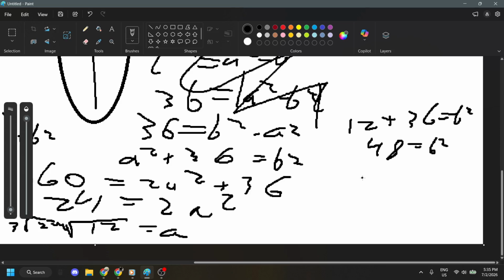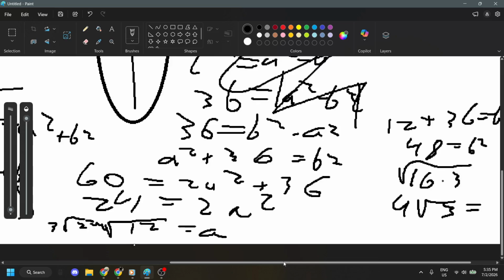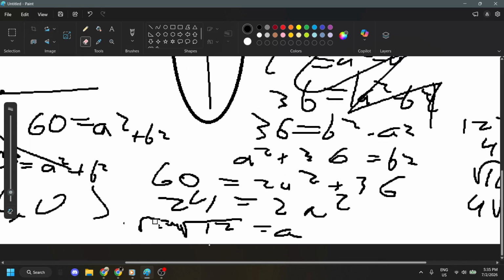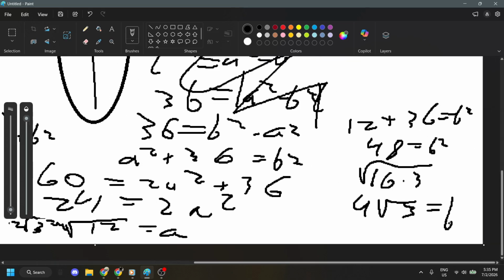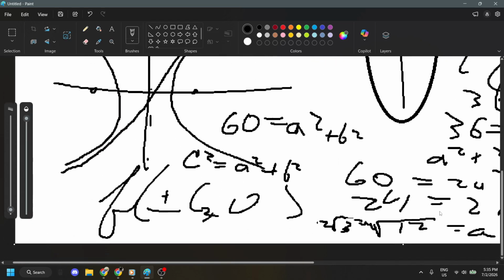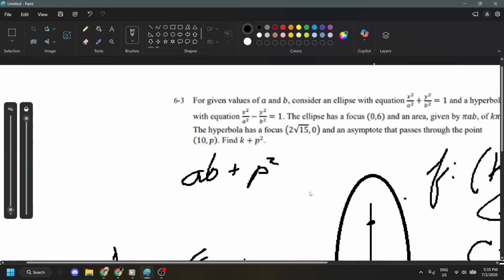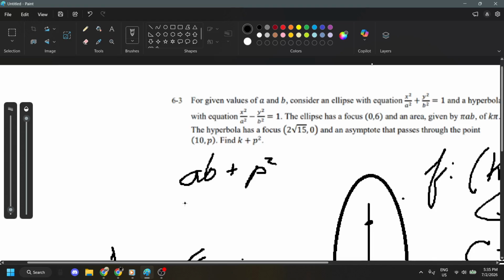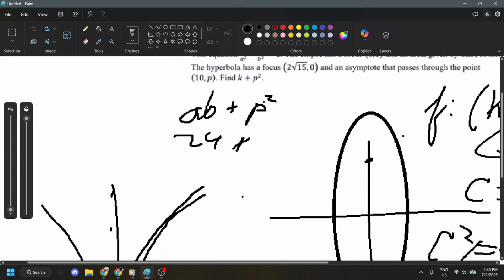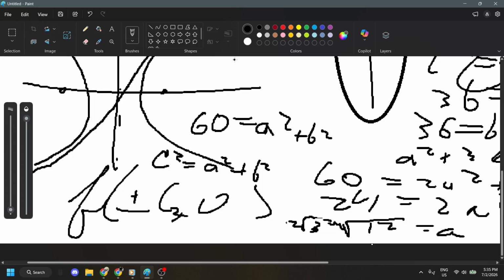So the square root of 48 is the square root of 16 times 3, which is 4 root 3, is equal to b. a times b is going to be 2 times root 3 times 4 times root 3, so 8 times 3 is going to be 24, plus. Okay, now we're on the home stretch.